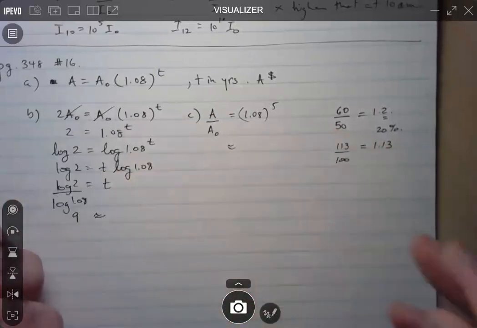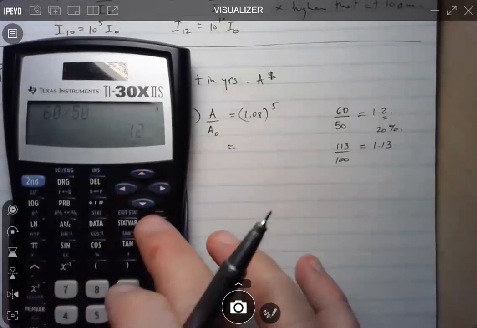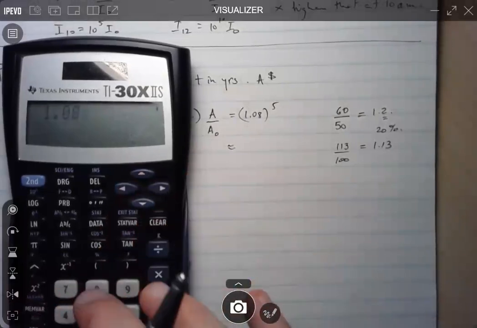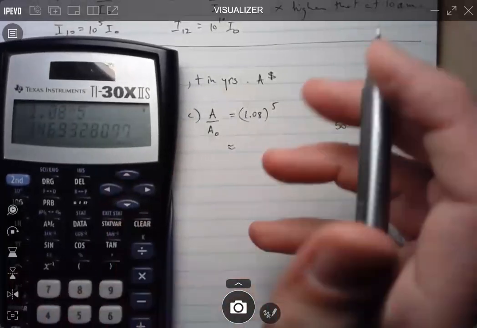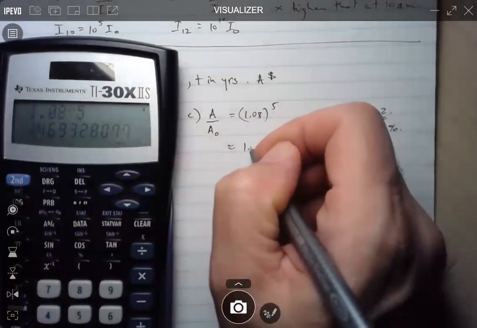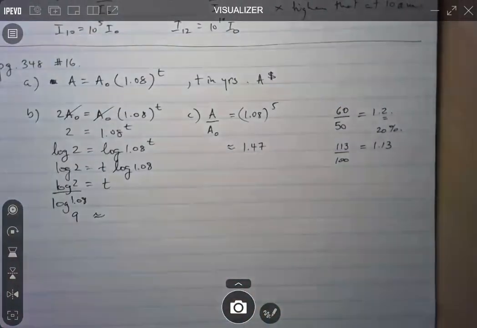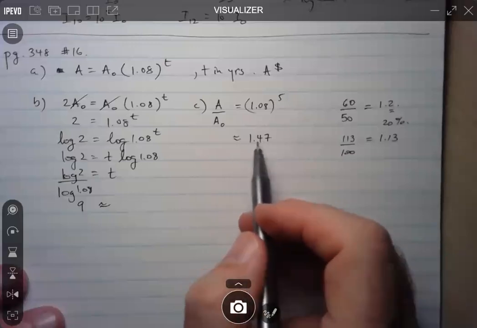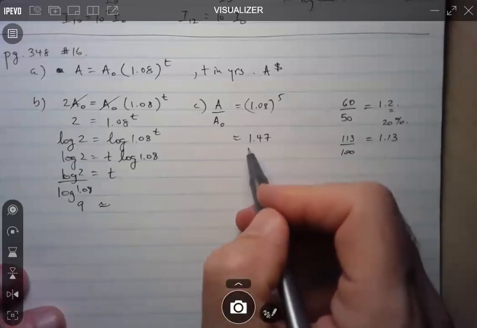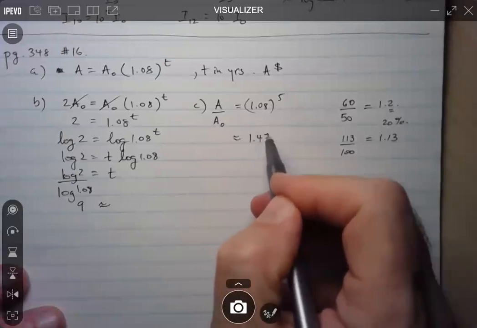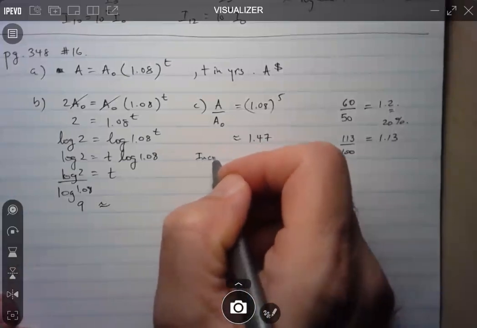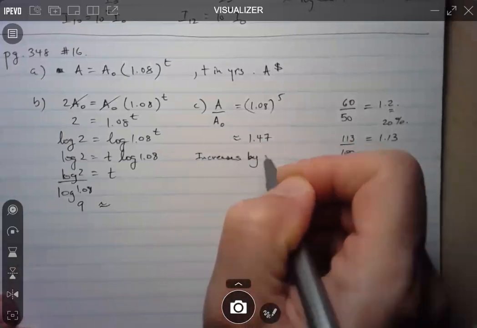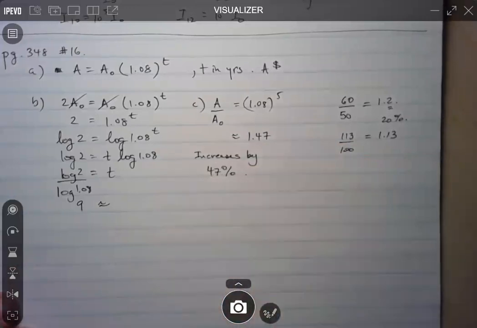So it is 1.08 to the exponent 5, which is equal to 1.47. That means that if the 1 represents the original amount, the 0.47 represents the percent increase. So it increases by 47% after 5 years.